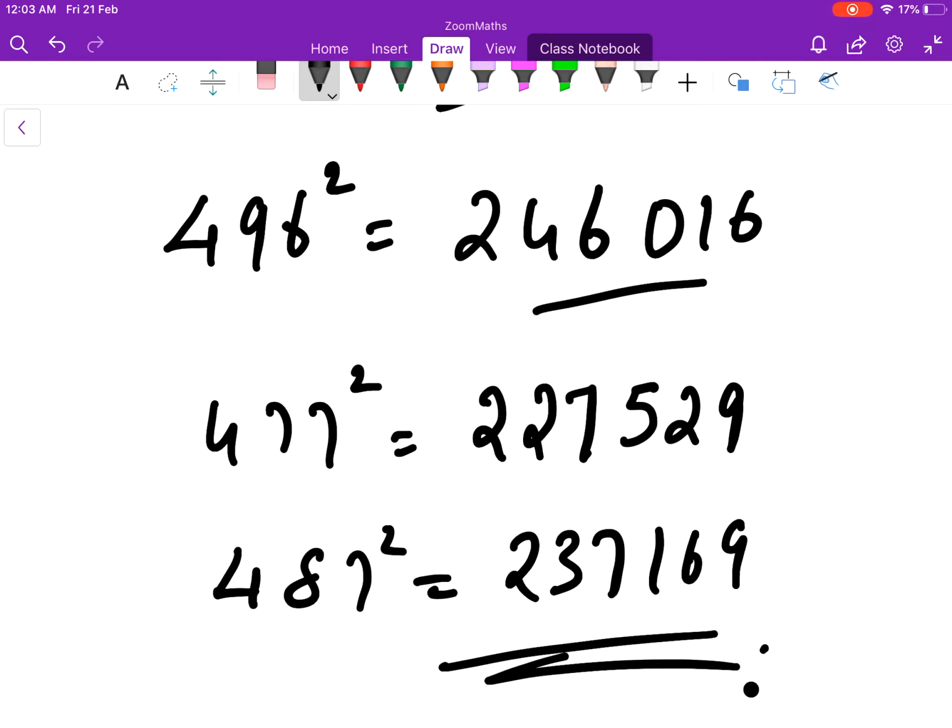Get that? So that's it for numbers below 500. That's how you're going to do it. Start practicing some problems, and you can get the answers for numbers close to 500. Use 250 as the reference number, 500 as the base number. Find the deviation, square the deviation, and get the answers.